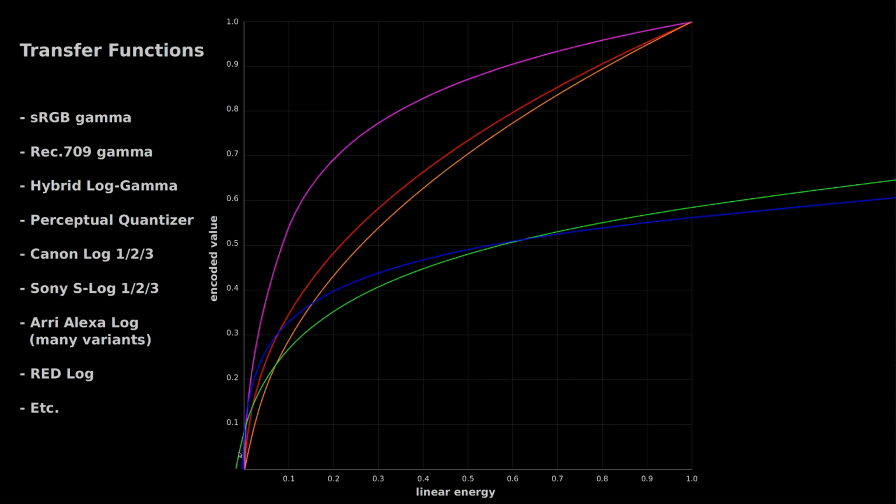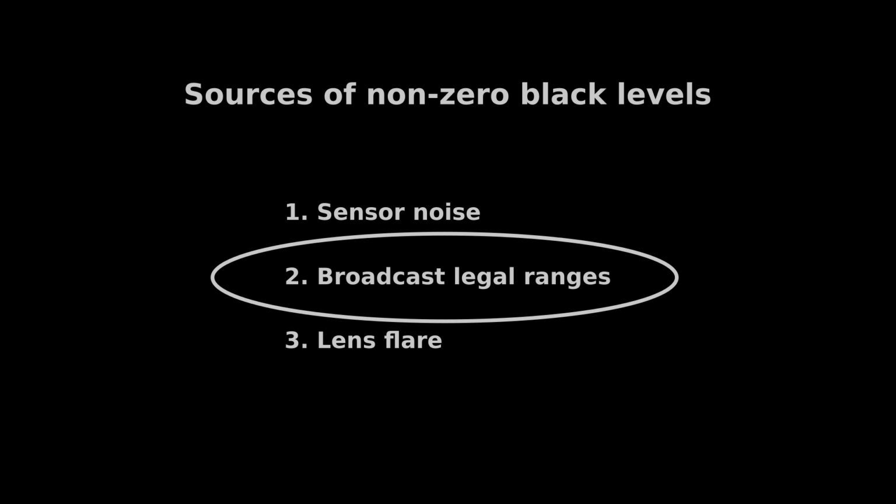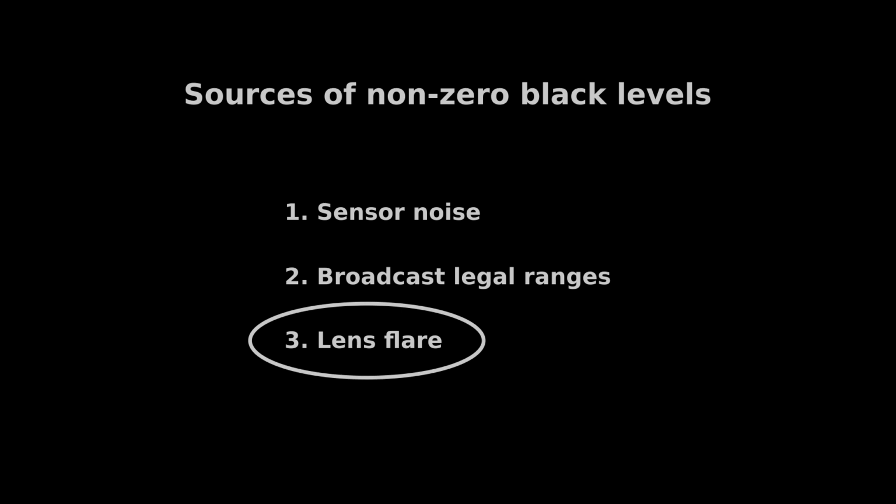Of course, ideally, your camera manufacturer provides LUTs that give you reliably good results, and if that's the case, go right ahead and use them, but I recommend being at least a little bit wary and verifying yourself. So that wraps it up for broadcast legal ranges, and next up is lens flare.